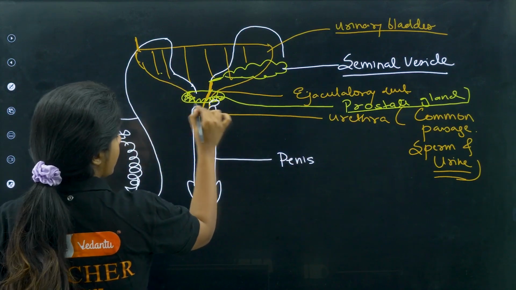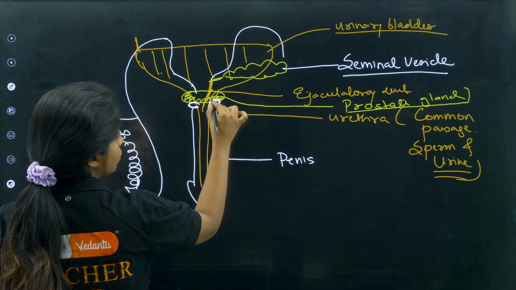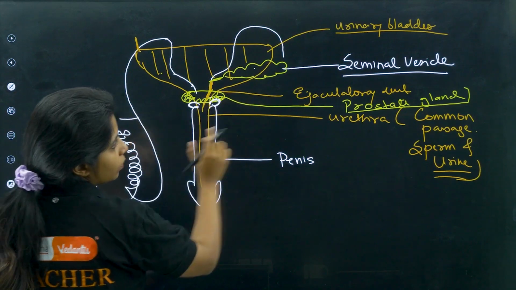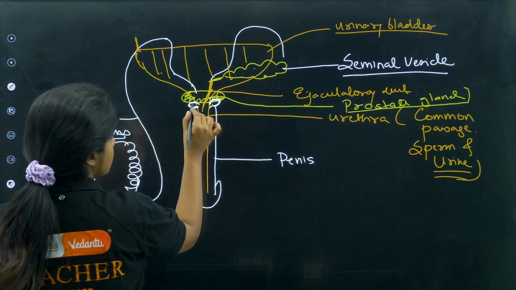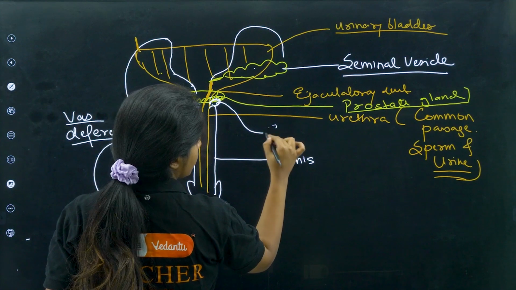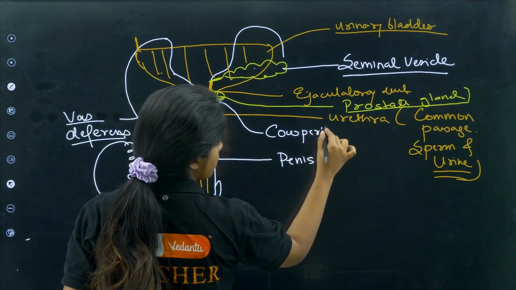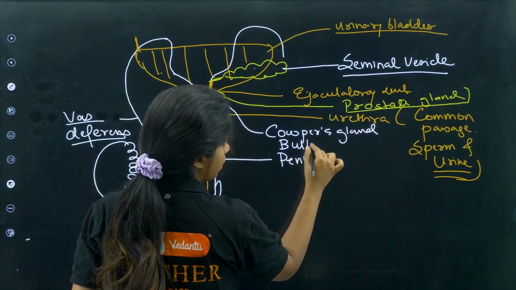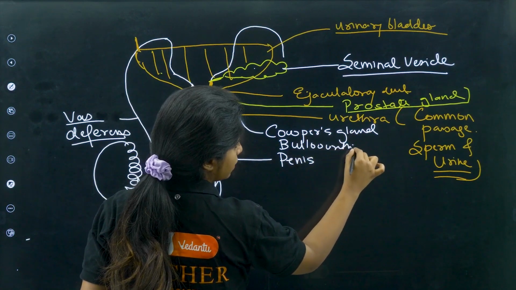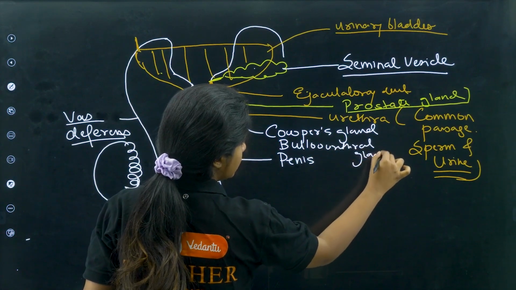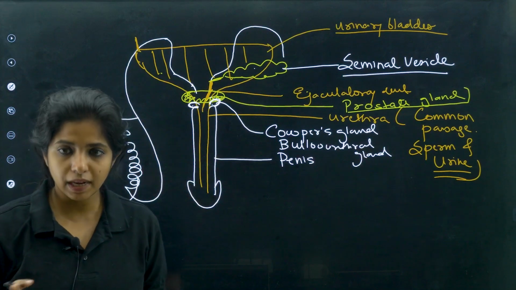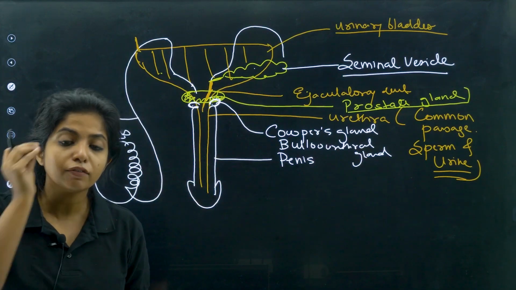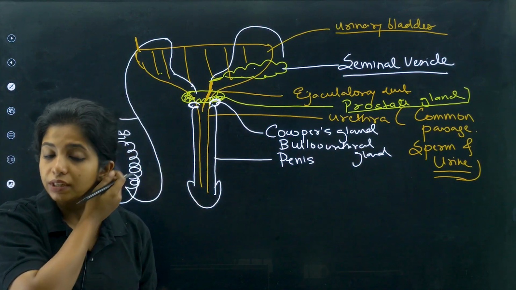Here there is another gland. So there are 3 glands in total. 1, 2, 3. One is seminal vesicle, then prostate, and then Cowper's gland. You call it Cowper's gland, or you call it bulbourethral gland. Just have a memory of it. That works. It's totally fine. Just have a small memory of it. You don't need to learn it exactly.